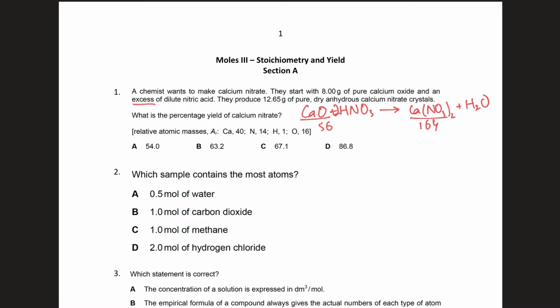Alright, so basically this is creating a ratio: 1 mole of calcium oxide produces 1 mole of calcium nitrate, which basically means 56 grams of calcium oxide produces 164 grams of calcium nitrate. So if that is the ratio, that 56 produces 164, how much would 8 grams produce? So 8 will produce X amount. So you cross multiply, you get 164 times 8 divided by 56. Now that value is 23.4.